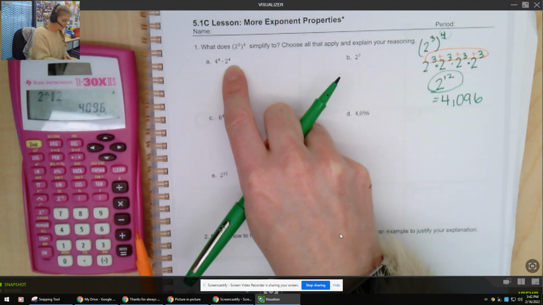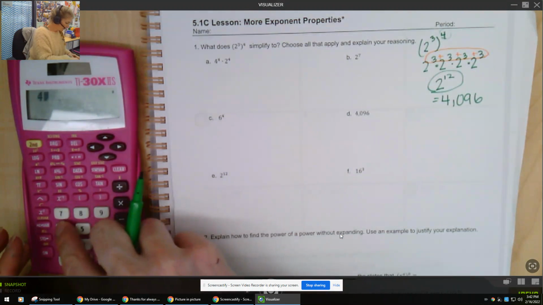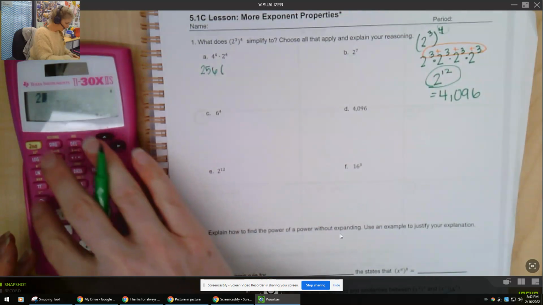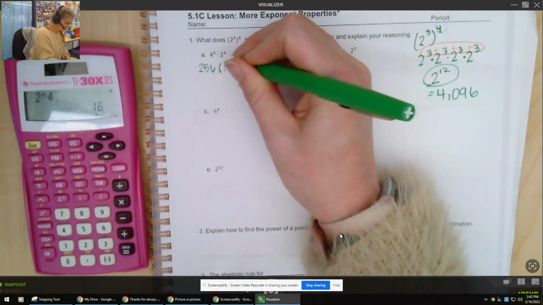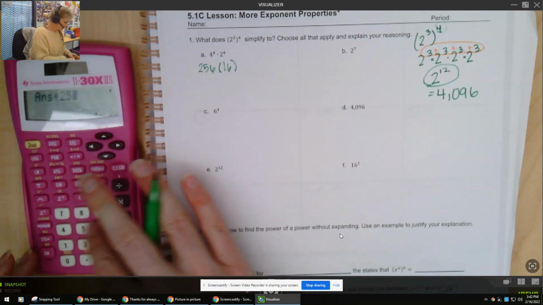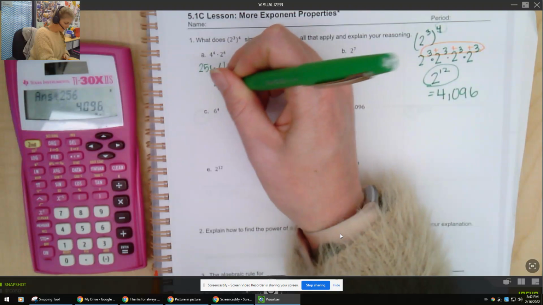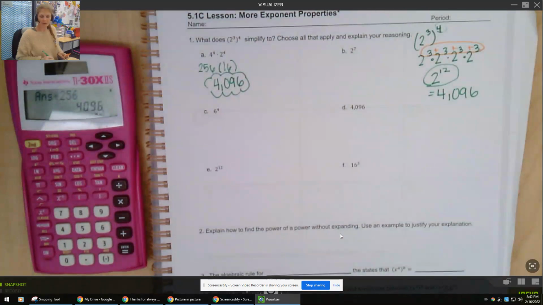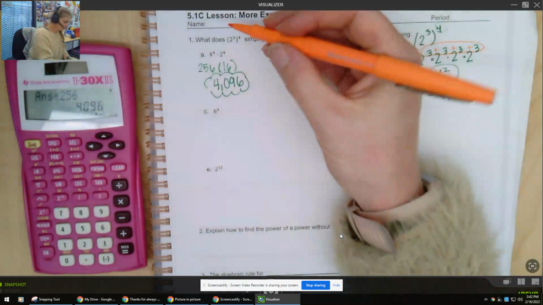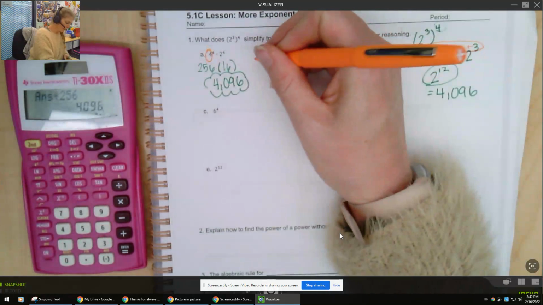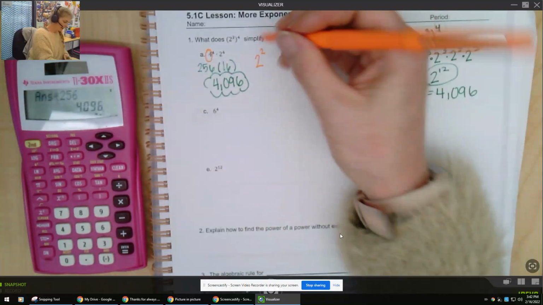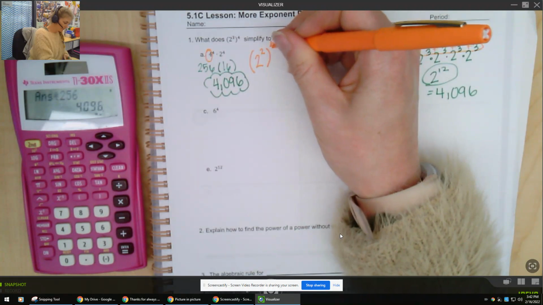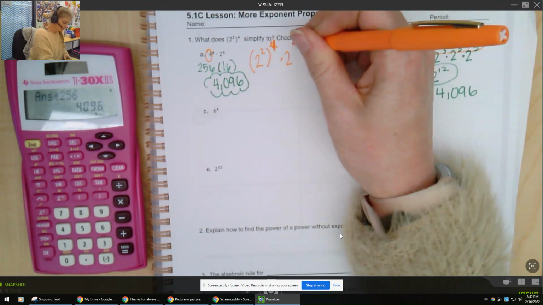Well, this is 4 to the 4th times 2 to the 4th. Well, 4 to the 4th is 256. And 2 to the 4th is 16. 16 times 256 gets us the same thing, 4,096. Really cool. And the reason this is true is because I can rewrite 4 as 2 to the 2nd power, which is 4, to the 4th power, times 2 to the 4th power.